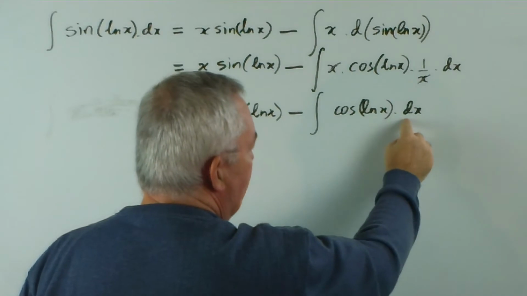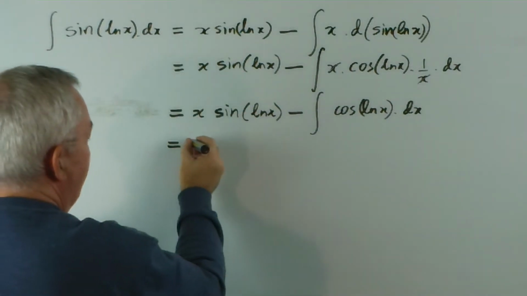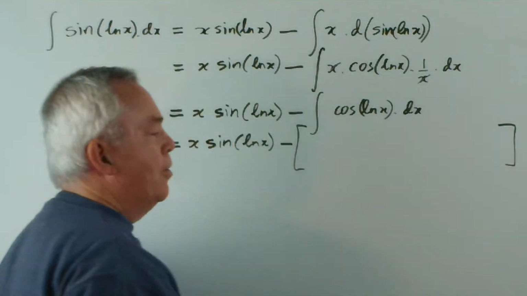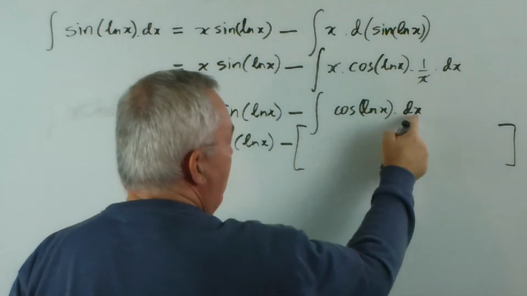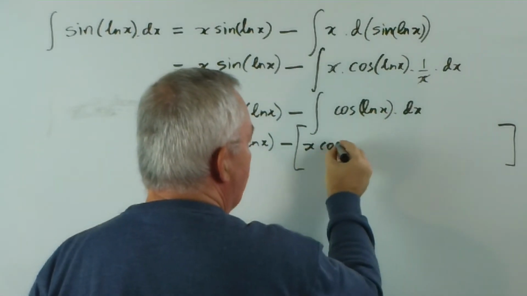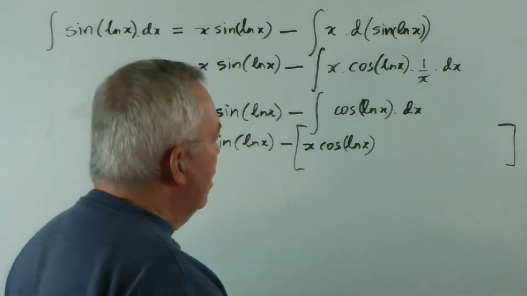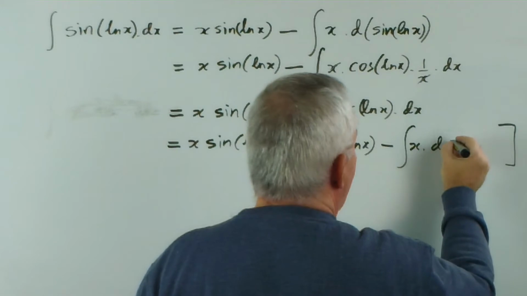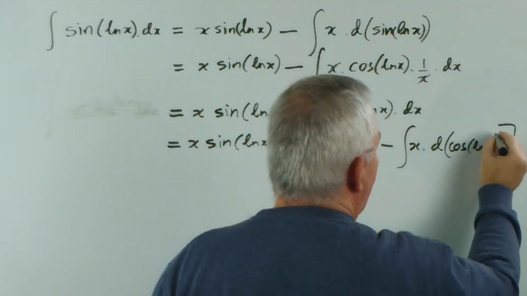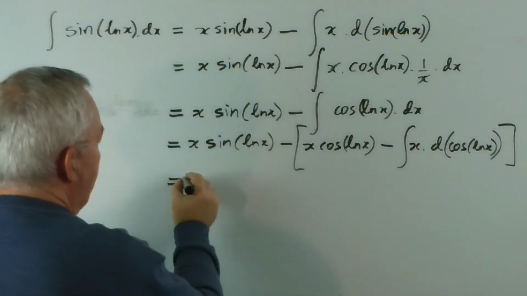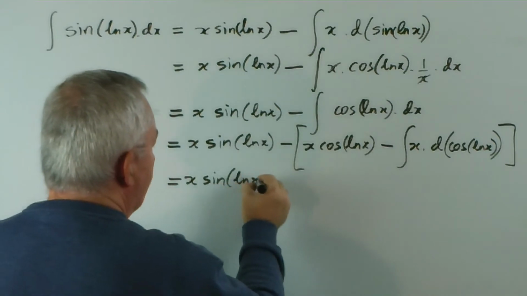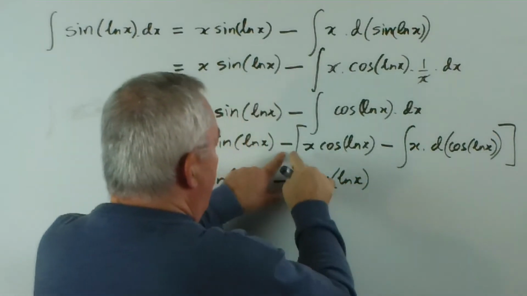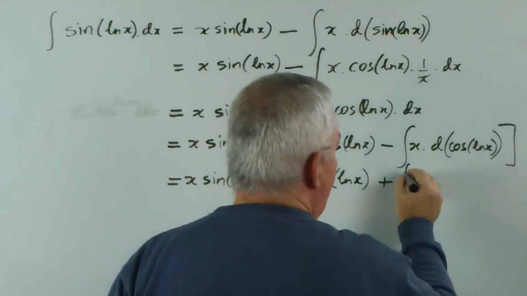So we have a function times the derivative of some other function. So I'm going to apply integration by parts to this. And I'm going to get the product of the two functions, x cos log x, minus the integral, and we swap these two functions, x times the derivative of cos of log x, and that's going to give me x sine of log x minus x cos of log x minus is plus the integral of x.